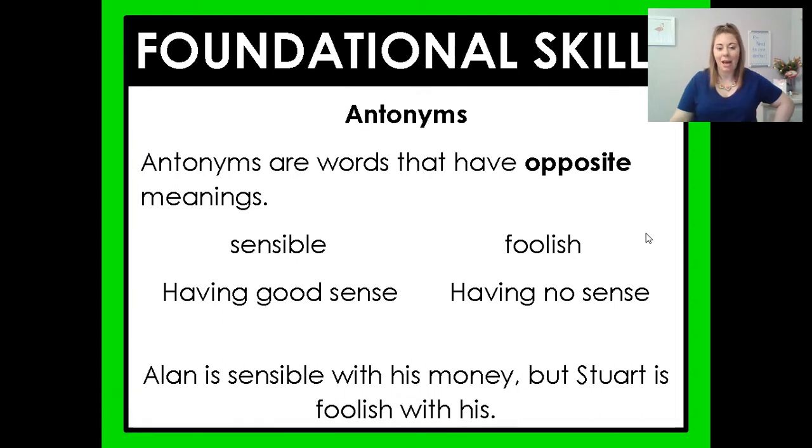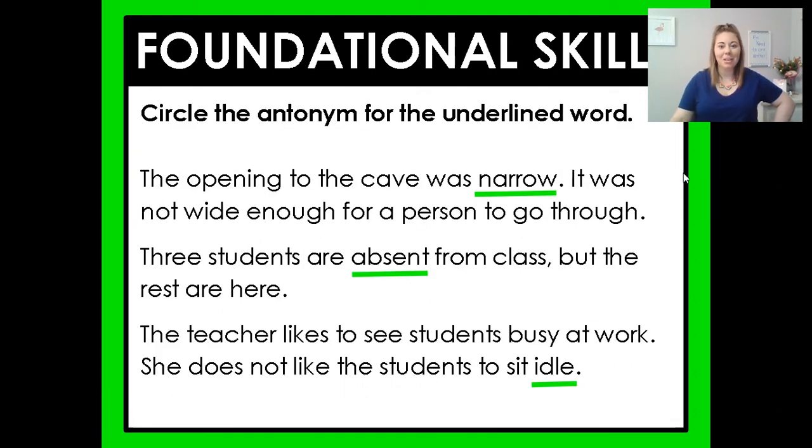Oh, I don't know. All right, so an activity that you can work on your own, by either pausing the video or working on it independently later, is to circle the antonym for the underlined word. I will go ahead and read these sentences for you so you are familiar with them when you're doing this on your own. The opening to the cave was narrow. It was not wide enough for a person to go through. Somewhere within those sentences, there's an antonym for the word narrow.